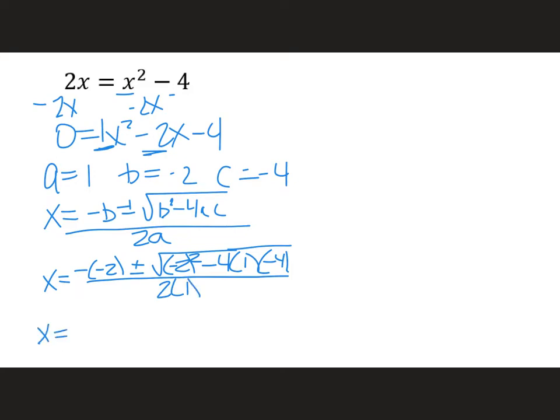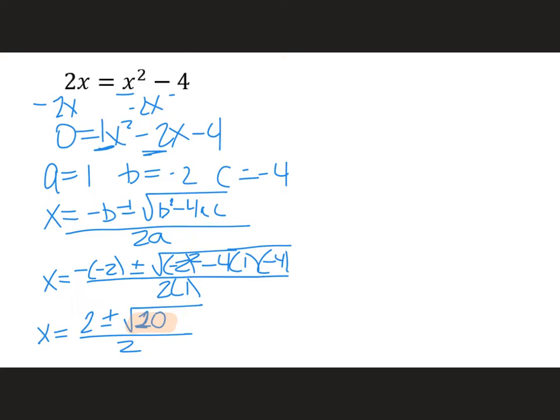So negative 2 would be 2, and then plus or minus negative 2 squared is positive 4. Negative 4 times 1 times negative 4 is positive 16. So we have 4 plus 16, so that's 20, all over 2. And since our discriminant is a positive number, that means we have two solutions. So we should be able to add and subtract the solution from this.